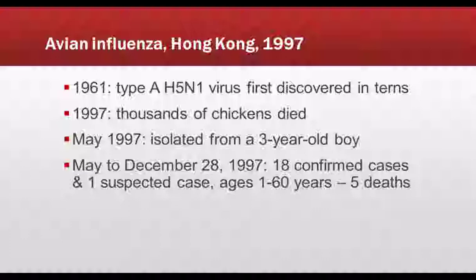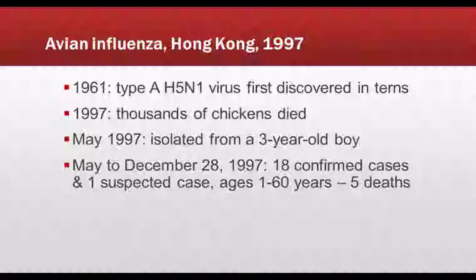Hong Kong in 1997 had a major outbreak of avian flu. It was an H5N1 virus, and type A H5N1 had been first discovered in 1961 in terns, and terns are a type of fowl. And then in 1997, thousands of chickens in Hong Kong died due to H5N1. In May 1997, an H5N1 virus was isolated from a 3-year-old boy. And between May and December 28, 1997, there were 18 confirmed cases, 1 suspected case, broad age range, and 5 deaths due to H5N1 in people.